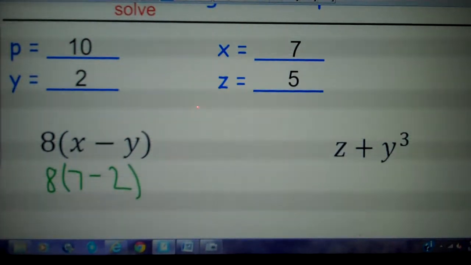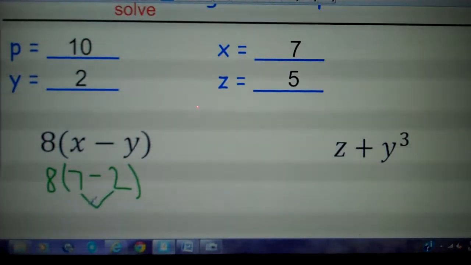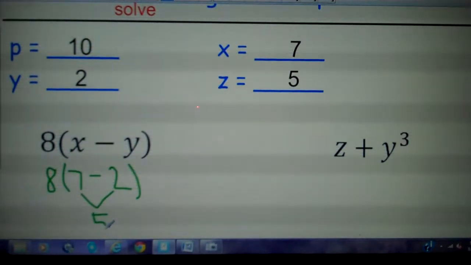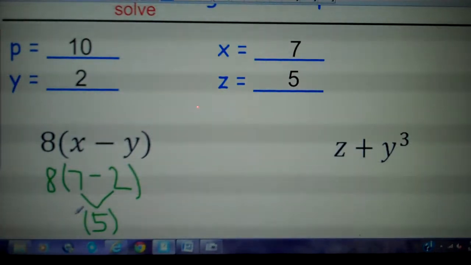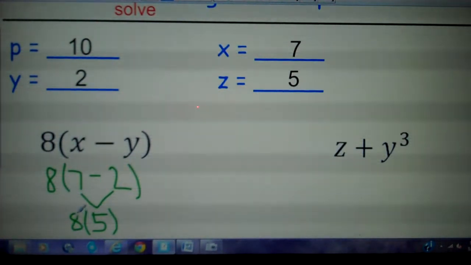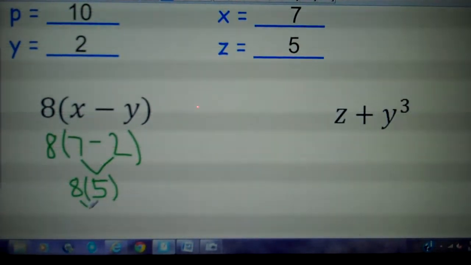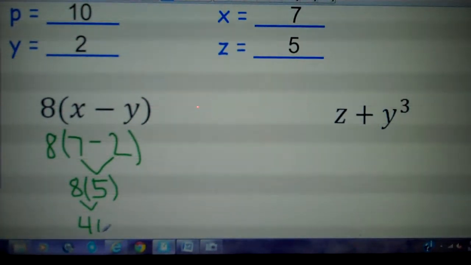And since I have parentheses and subtraction, I'm going to follow my PEMDAS, and we subtract first. 7 minus 2 is 5. Now you can keep the parentheses, or you can simply put a dot between them, because remember, these parentheses mean to multiply. And 8 times 5 is 40.